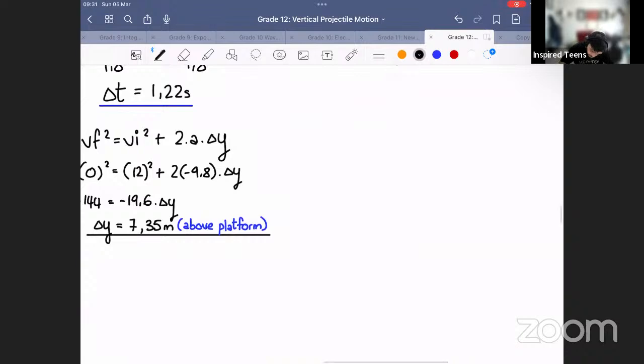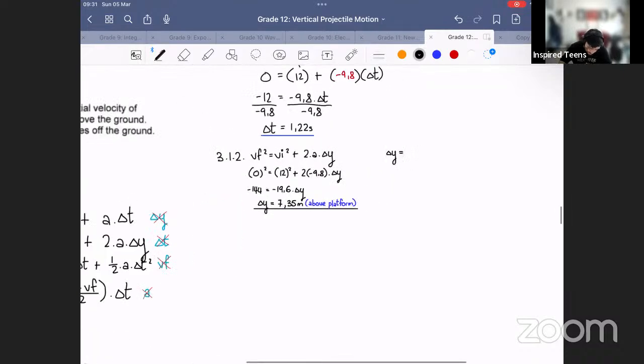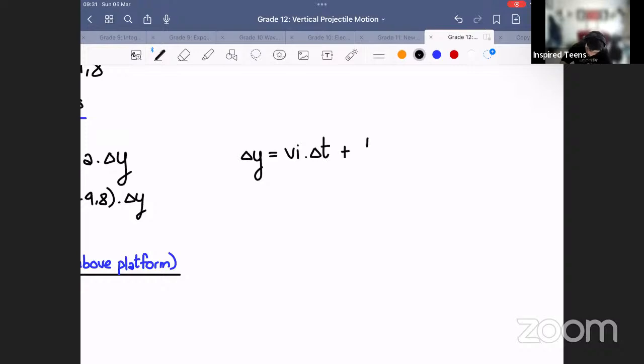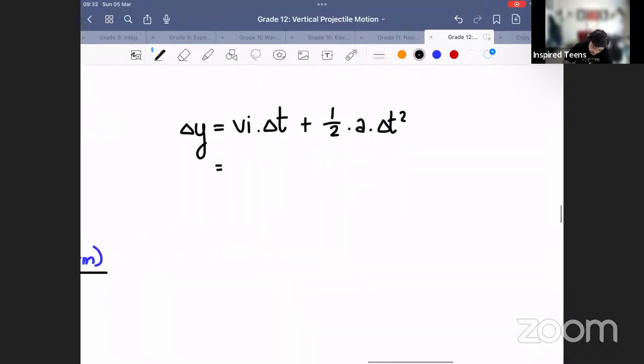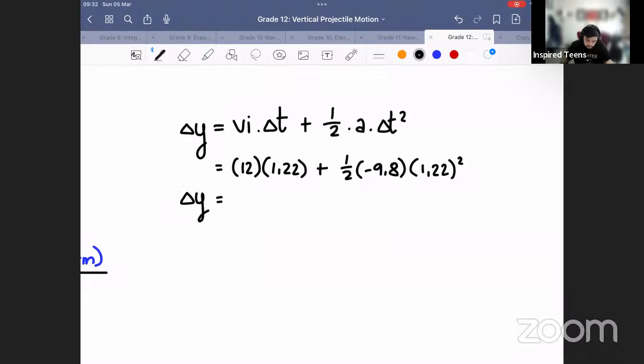Okay, so let's just do the other way so that you are confident that you can use both formulas. Even if you do use your rounded off time answer from the previous question, your answer is going to be extremely close to this answer, if not exactly the same. Delta Y equals V initial times delta T plus half A delta T squared. In this case, V initial is positive 12, delta T is 1,22, plus half into negative 9,8 into 1,22 squared. I'm going to put all of this directly in my calculator, and I get 7,35 rounded off. So I get the exact same answer.